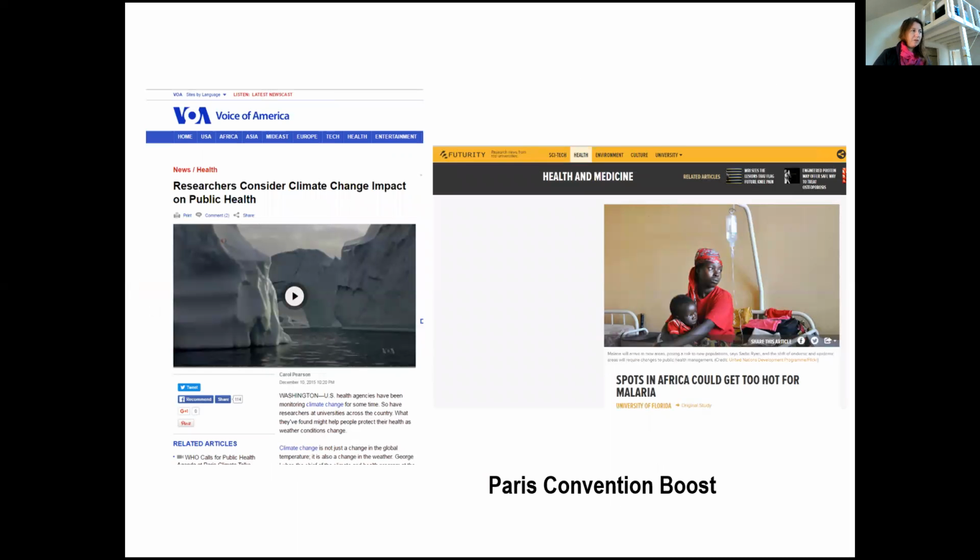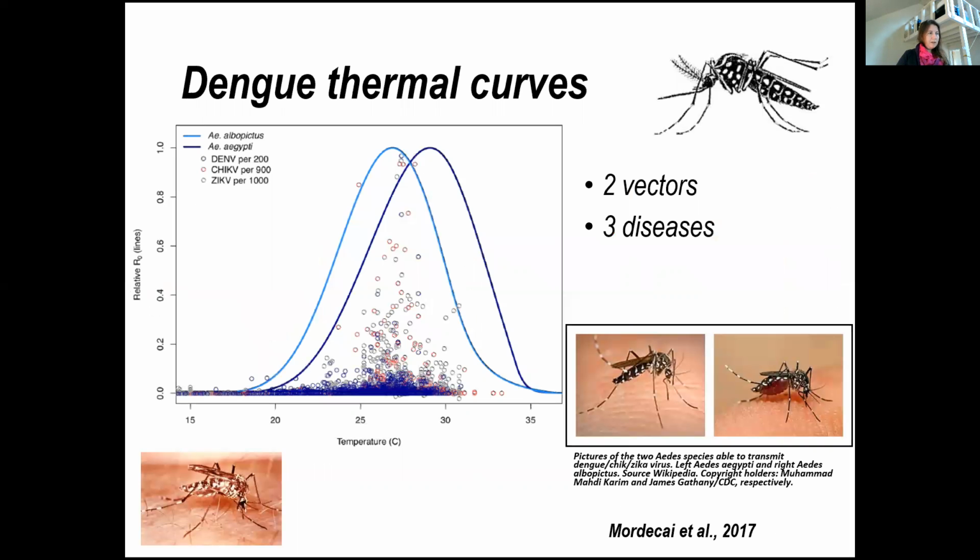And so this map basically gave us our platform for actually communicating what we meant by these models. And so that was kind of nice. So this idea that some parts of Africa could become too hot for malaria was picked up for the first time. And so we felt like, hey, maybe we've got a tool for communicating some of this risk.